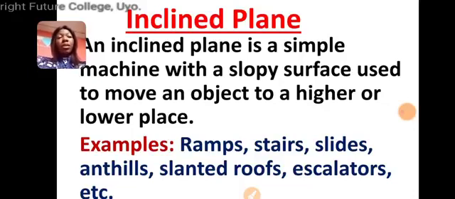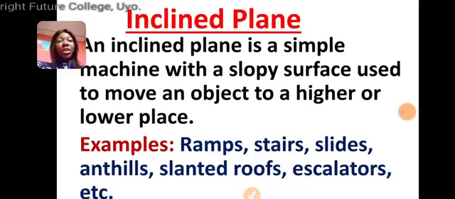When we are talking about slopy surface, that means it has slope, and a slope is an area of ground or object that turns evenly upward or what? Downward. So inclined plane helps to move an object to a higher or lower place. Examples of inclined plane are ramps, stairs, just like the ones we have in our houses, slides. You can find slides in playgrounds. We have ant hills, slanted roofs, escalators, etc. All these are examples of inclined plane.